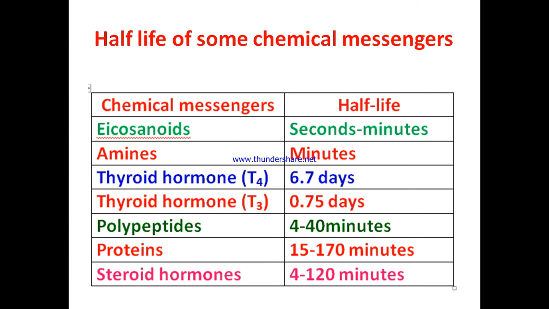Polypeptides, 4 to 40 minutes. Proteins, 15 to 170 minutes. Steroid hormones, 4 to 120 minutes. So proteins have 15 to 170 minutes of half-life because different proteins have different structures. As I said in the slide before, depending upon the structure of the hormone or chemical messenger, the speed of degradation also varies.